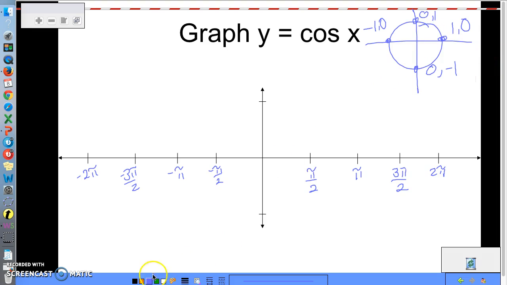So our cosine, though, is our x value. So it starts at 0 degrees, it's at 1. At pi over 2, it's at 0. At pi, it's at negative 1. Then it goes back to 0. And it would go back to our starting point. So we have 1 and negative 1.